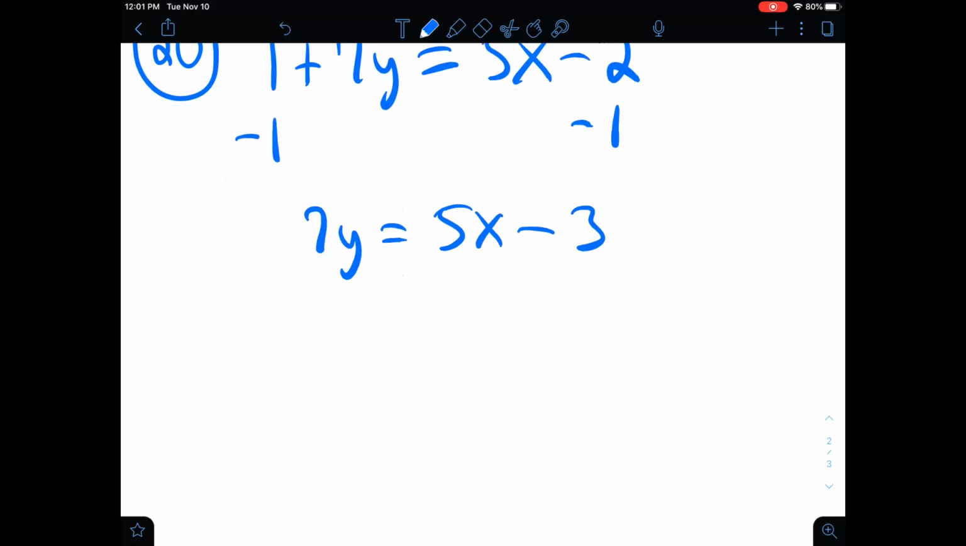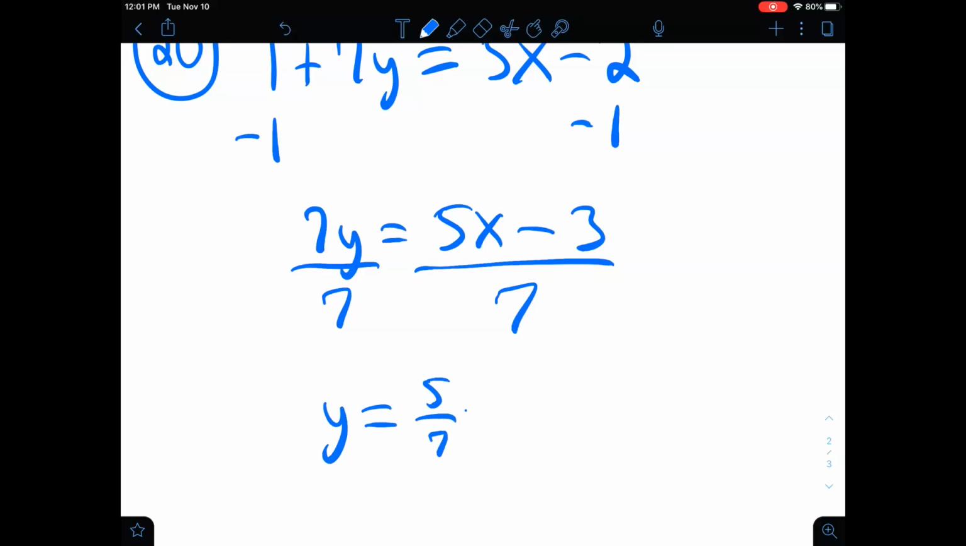Last step to solve for y is to divide by 7. Y equals 5 doesn't divide by 7, so I'm going to write it as 5 sevenths x. And then negative 3 divided by 7 doesn't work either. Negative 3 sevenths.